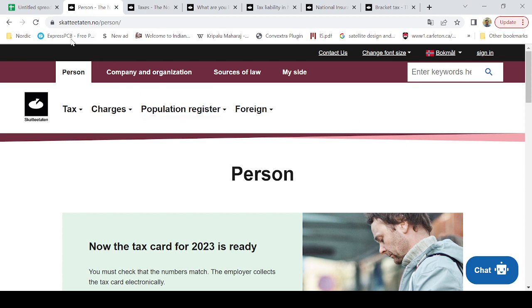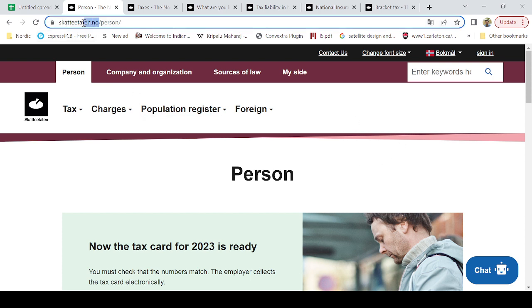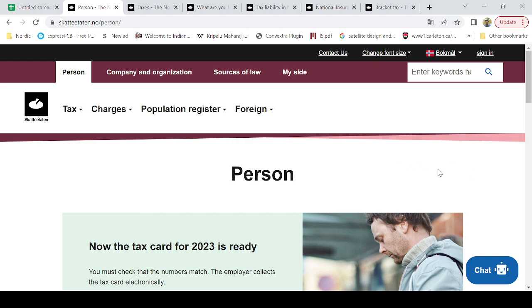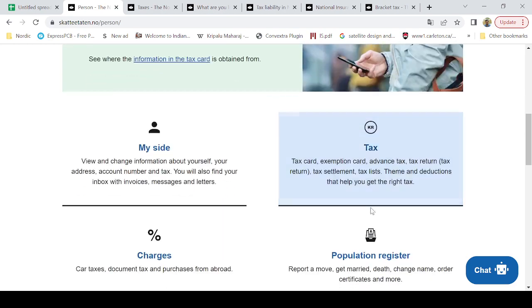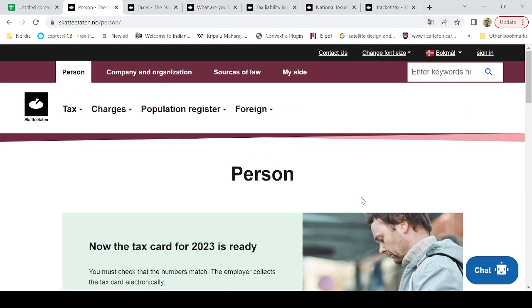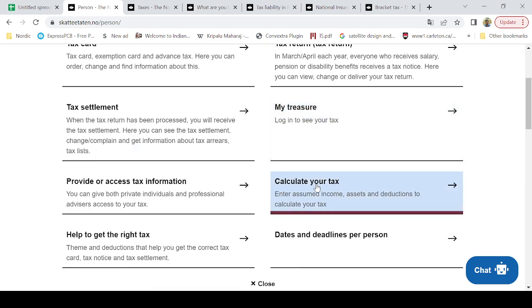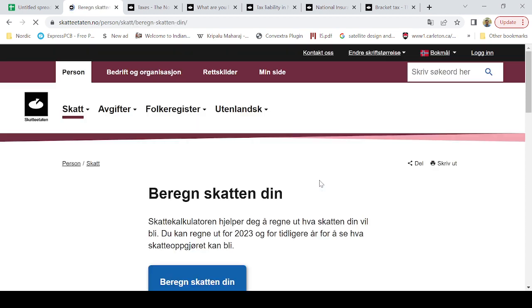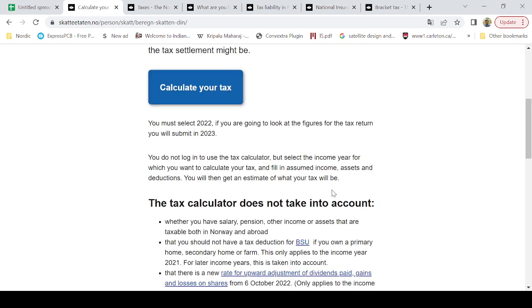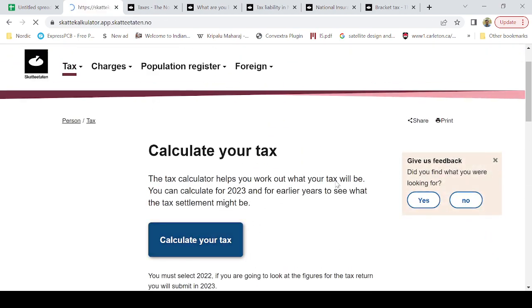So basically skatteetaten.no is the website which we use here in Norway to see our tax card and income tax, all the details on the deduction and everything. On this page we have lots of options to go and see different things. So basically, if you want to calculate tax, then you just go to tax. I am demonstrating just using this website how we can calculate. You go to calculate your tax, then you just click on this calculate your tax.